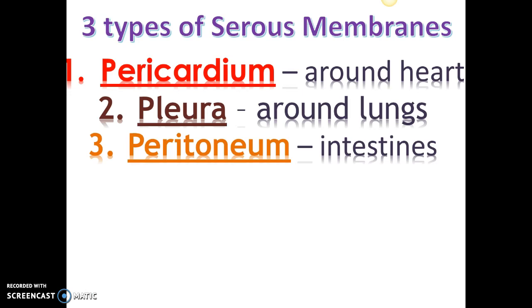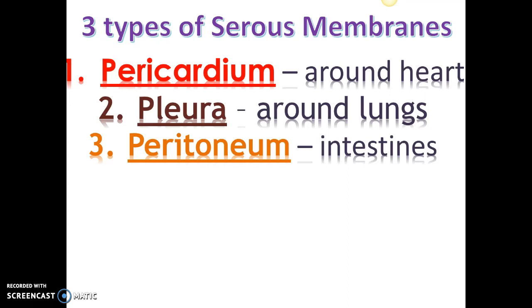The pleura membranes go around the lungs. Pleura sounds kind of weird. If you think of plural as being two, and you have two lungs, that helps you remember it. And then the peritoneum, peri, around, again, and this surrounds your intestines.